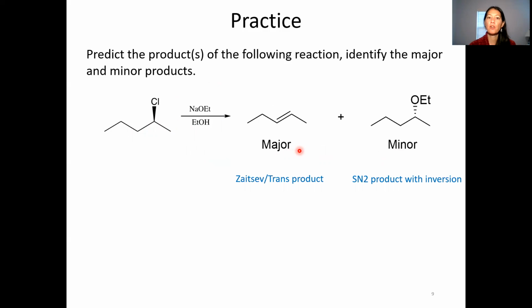So that falls under the category of SN2 or E2. But because it's secondary, you get a little bit more elimination product out of that, and the Zaitsev trans product is favored. The other product that you will get out is the substitution. And since this is SN2, the substitution goes through that trigonal bipyramidal transition state, concerted, backside attack. So you get overall inversion of that configuration. So your O-ethyl will be opposite the chlorine.